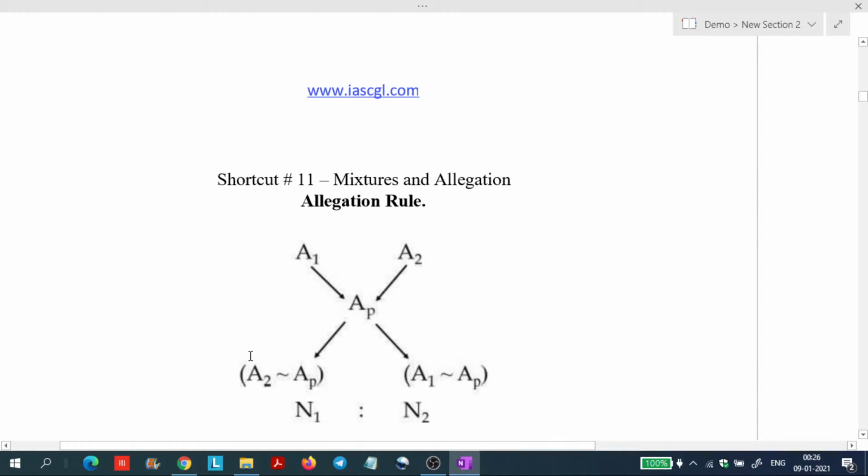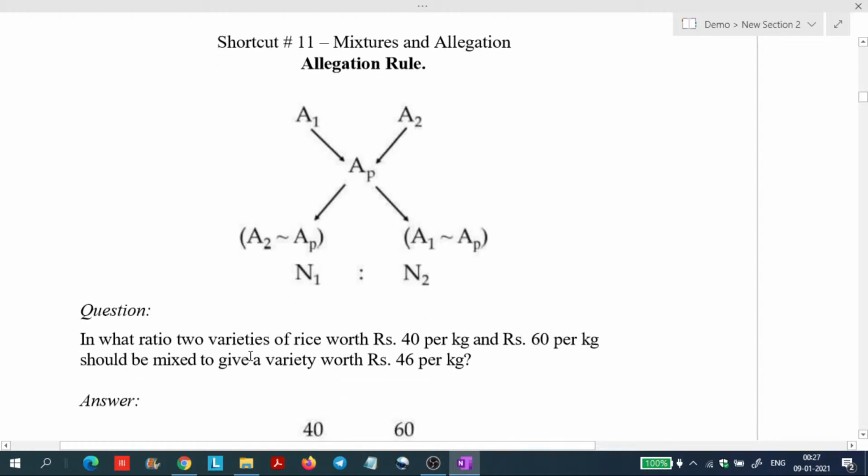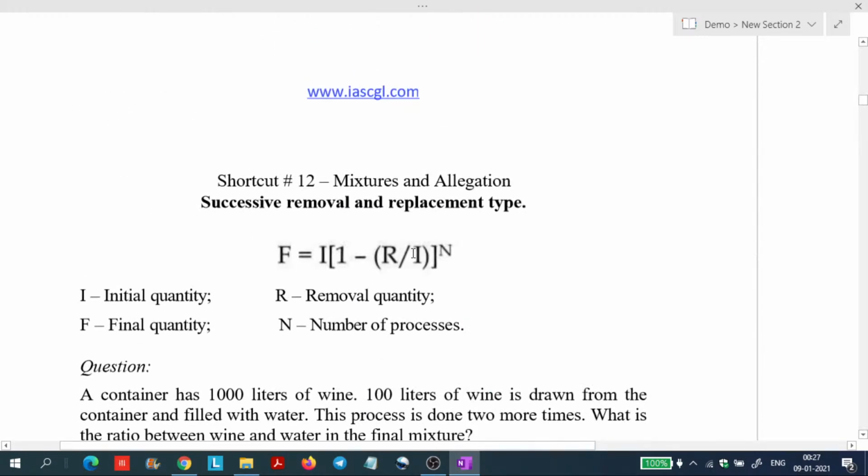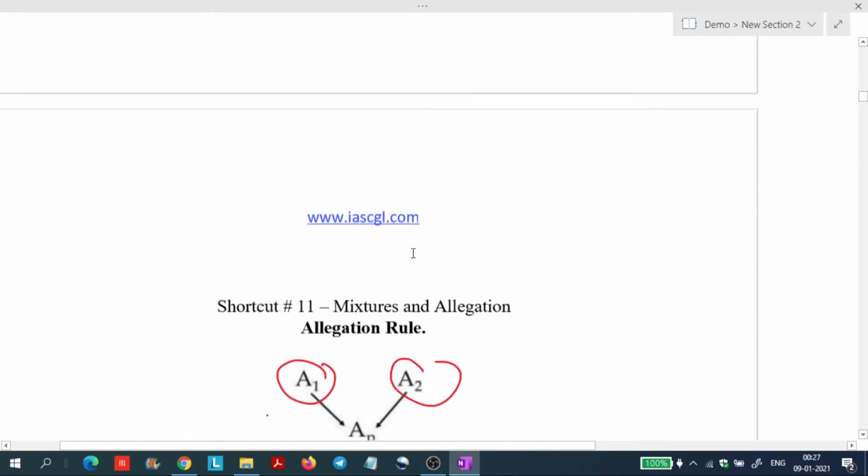Okay, so the mixture allegation rules. Here A1 is approximately equivalent to AP, and A2 is approximately equal to AP. We'll discuss this in the next video.